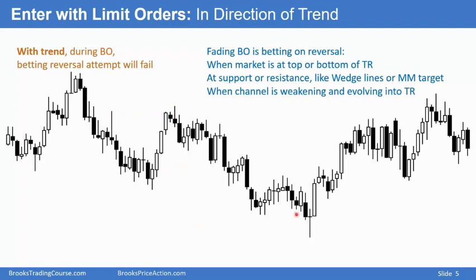Likewise down here, we're starting to get a lot of doji bars, trading range types of bars. Traders would look to buy below the low, the prior low, betting that the reversal will fail and that the market will stop being in a bear trend and start entering a trading range.